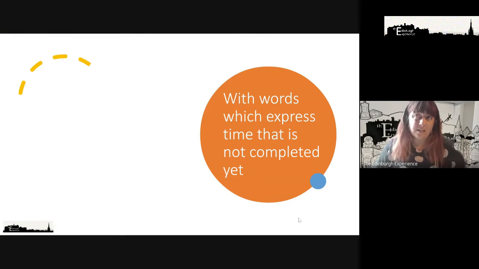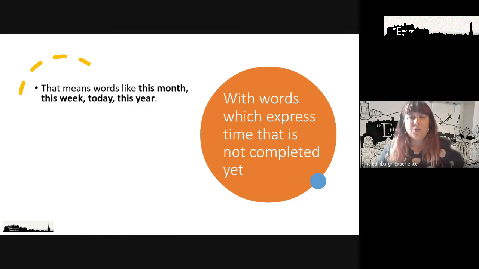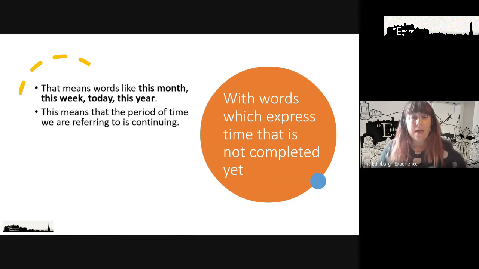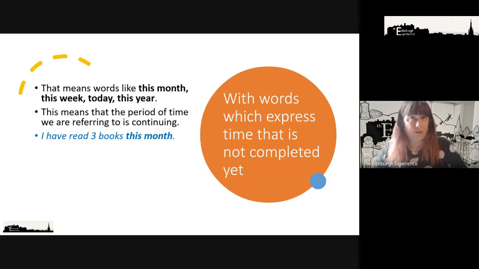And then the last function we use with the present perfect is for words which express time that isn't completed yet. So words, by that I mean like this month, this week, today, or this year. Yeah. So it means that we're referring to a period of time which is continuing, right? The period of time is not finished yet because today or this year or this month isn't over. For example, I've read 3 books this month, but there's more time. I might read another 3.